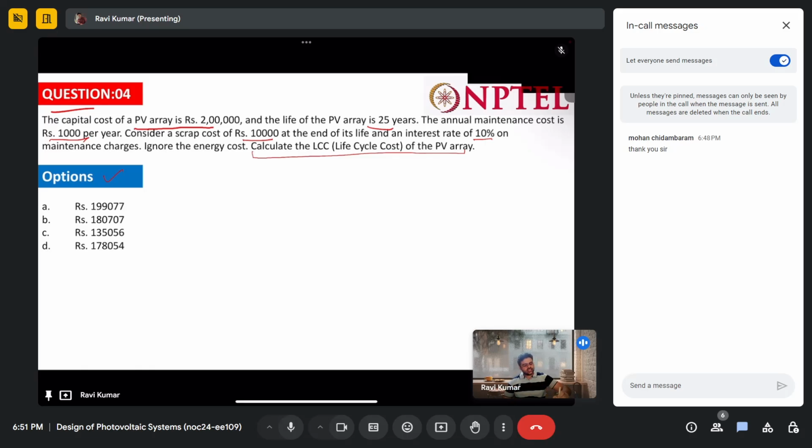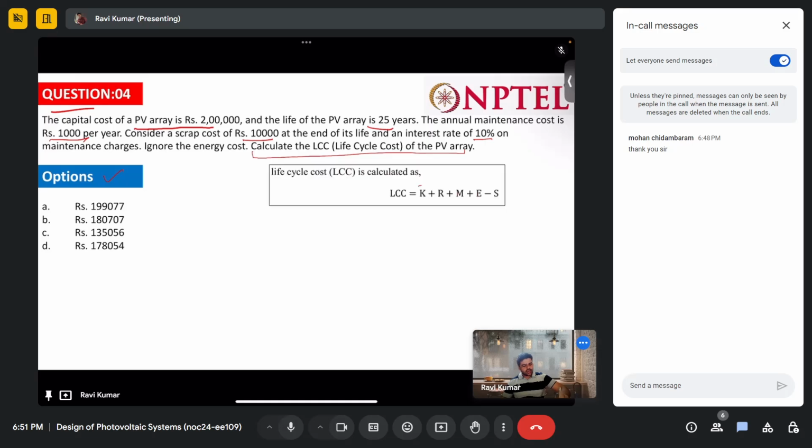See, for LCC, you require to add capital cost, replacement cost if any, maintenance cost, energy cost, minus scrap cost. We don't have energy cost, so 0. We don't have replacement cost, so 0. We have maintenance, we have capital, we have scrap. Scrap cost is given already. Maintenance cost we have calculated in the previous question, and capital cost is already given. Just add and subtract.